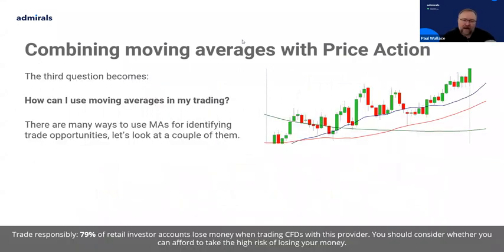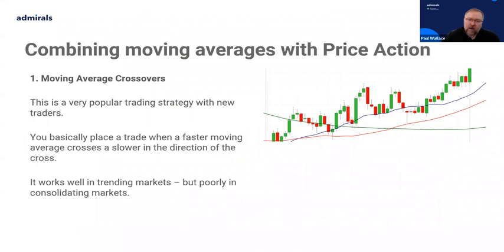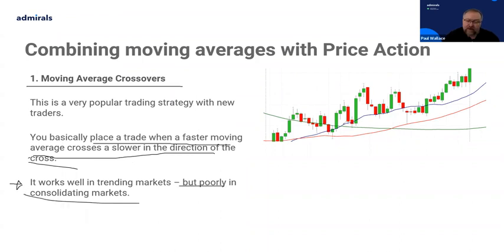So, how do I use moving averages in my trading? How could you utilize them? As it says, there are many ways to use moving averages for identifying trade opportunities. Why don't we have a look at a couple of them? One in particular is moving average crossovers. This tends to be a very popular trading strategy with new traders because you place a trade when a faster moving average crosses a slower one in the direction of that cross. It works well in trending markets, but very poorly in consolidating markets.